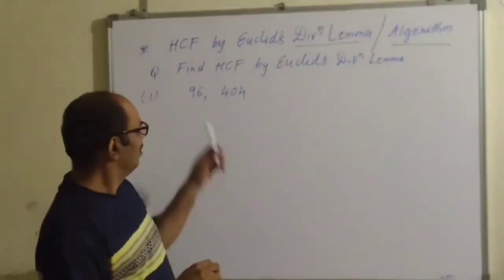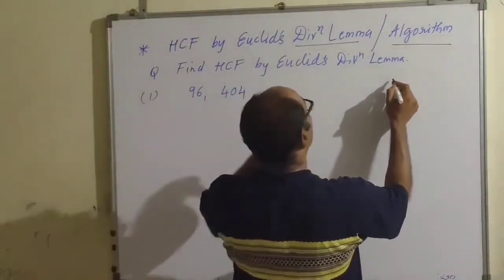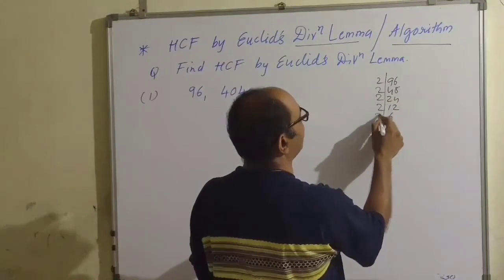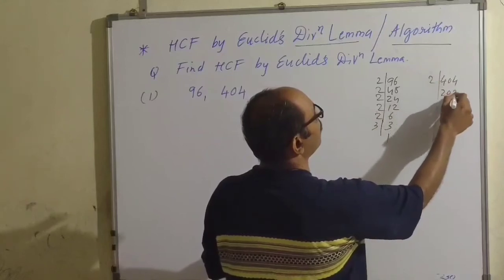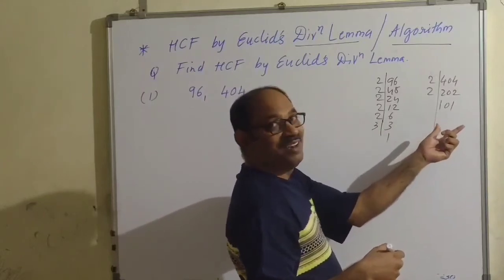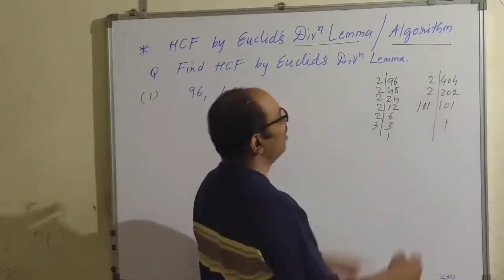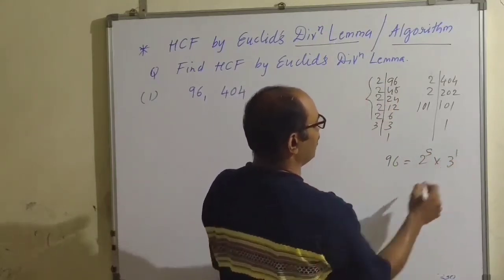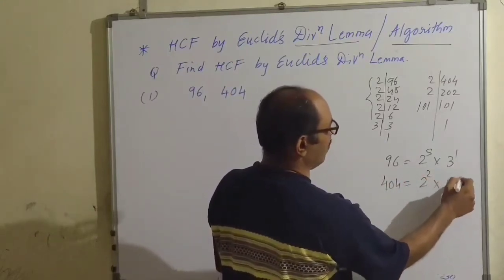First, let us check out what the HCF is by the prime factorization method. 96: 2 48s are 96, 2 24s are 48, 2 12s are 24, 2 6s are 12, 2 3s are 6, 3 1s are 3. 404: 2 202s are 404, 2 101s are 202, 101 1s are 101. Now we know prime numbers up till 100 only. After 100, the very first prime number is 101. So 96: 2 is multiplied with itself 5 times, and 3 just appears once. 404: 2 is multiplied with itself 2 times, and 101 1 time.